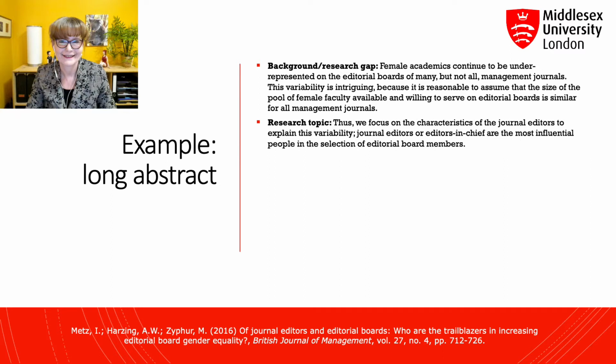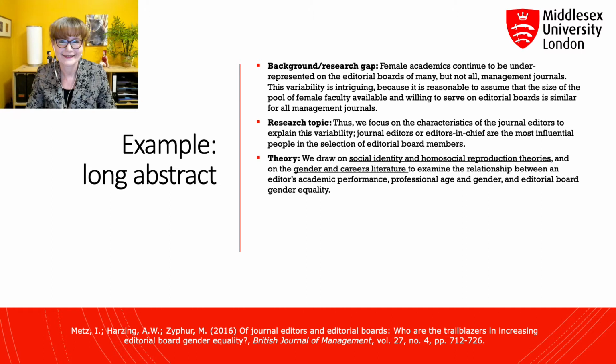Subsequently, we clearly defined what our research topic was and emphasized that we were going to look at the characteristics of journal editors, because journal editors are the most influential people in the selection of editorial board members. Then we clearly explained the theories that we were drawing on, social identity theory and homosocial reproduction theory, and explained that we positioned this article in the gender and careers literatures.